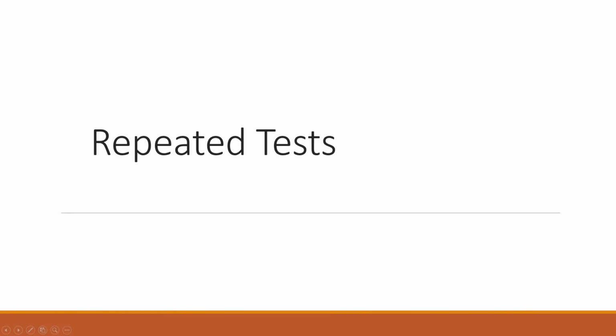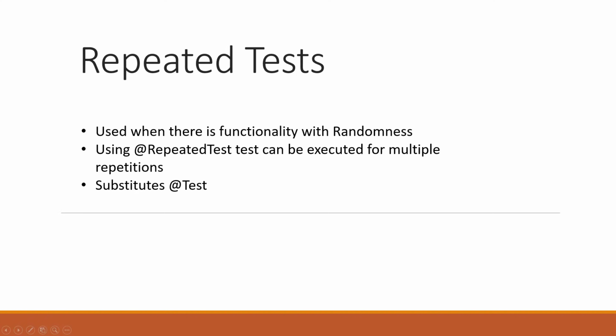The next JUnit 5 feature we are going to learn about is the repeated tests. So in some situations, you may need to run a specific test case multiple times. Maybe because the functionality has a bit of randomness to it. Imagine you are generating a random number between a range, maybe 1 to 10 or 1 to 50. And in those cases, you can tell JUnit to repeat the test execution for a certain number of times. We can do that by using the repeated test annotation. So this is just like a substitution for the test annotation, but the test method will be executed for multiple repetitions.